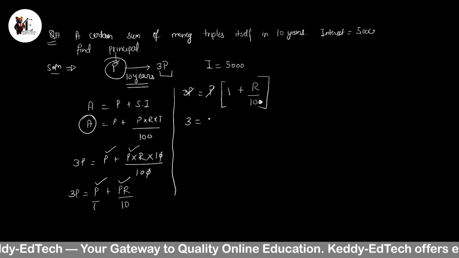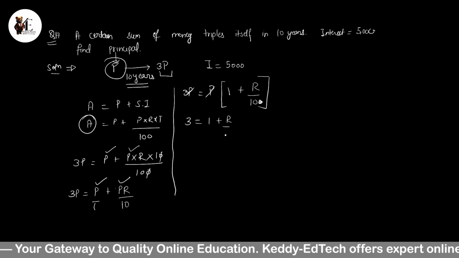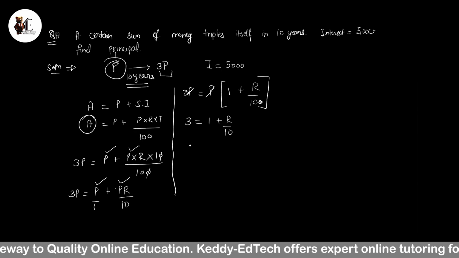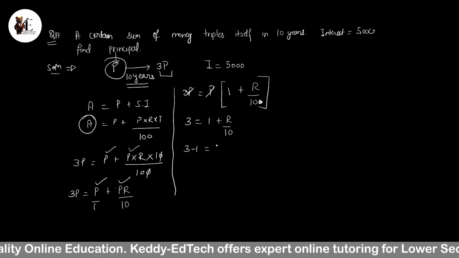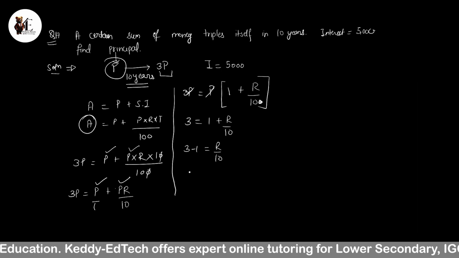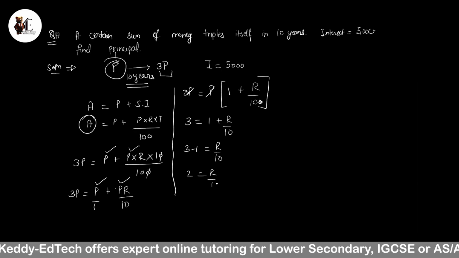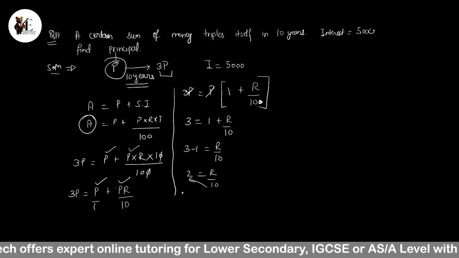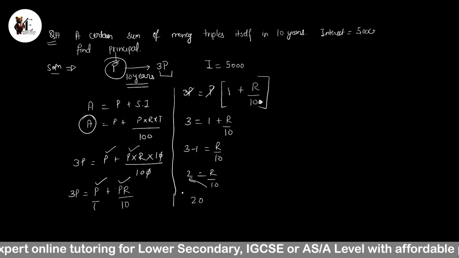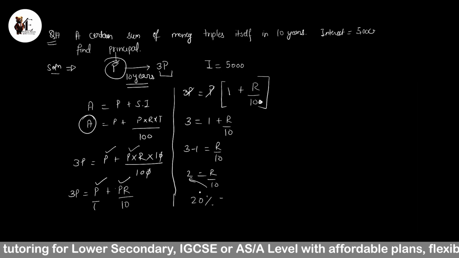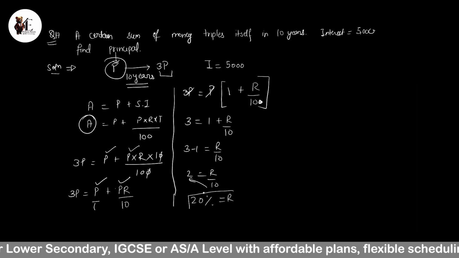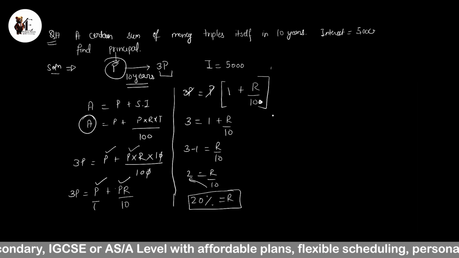Now we have 3 is equal to 1 plus R over 10. When I transpose this 1, it will become negative 1, so 2 is equal to R over 10. So 10 into 2, that is 20. So the rate is 20%. So now we have got the value of rate.